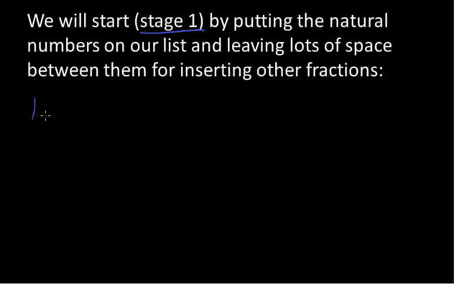So I'm going to start with just putting 1, 2, 3, 4, 5, 6, and so on. Now, I would make a big space in between those in actuality because I'm going to be inserting many, many numbers in between these two. But the first ones I put on the list are just the natural numbers.